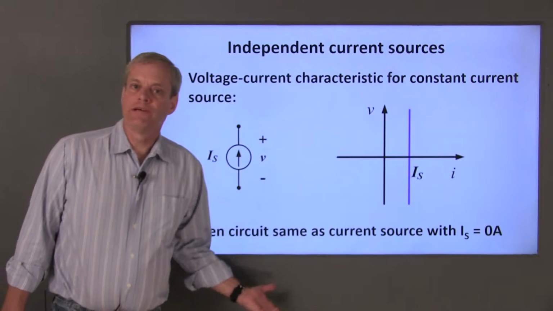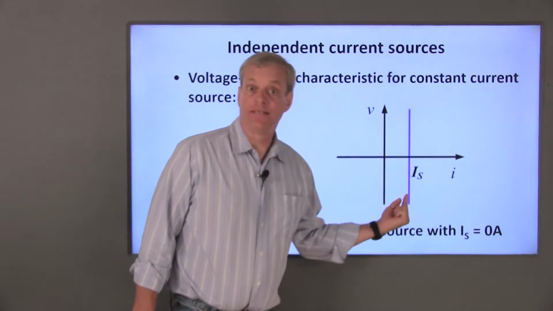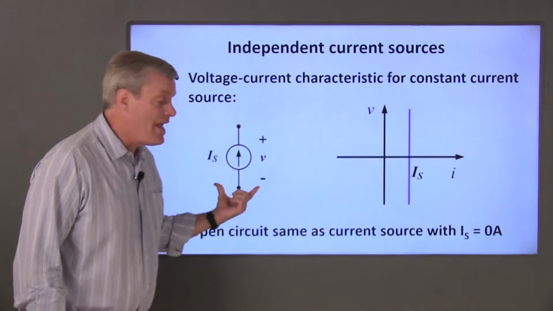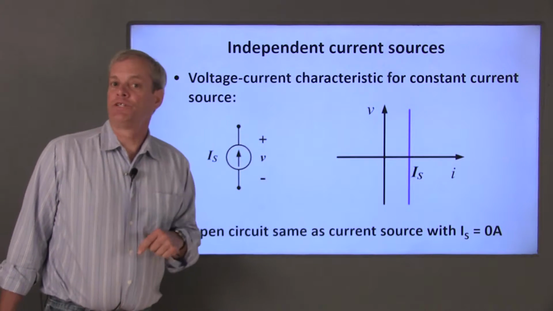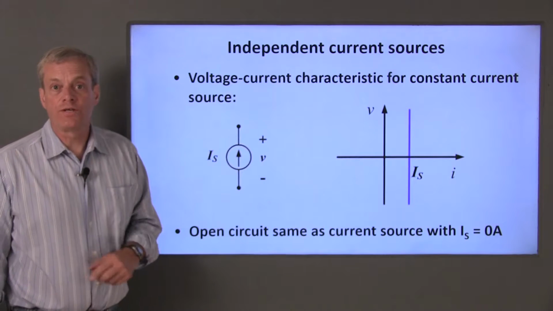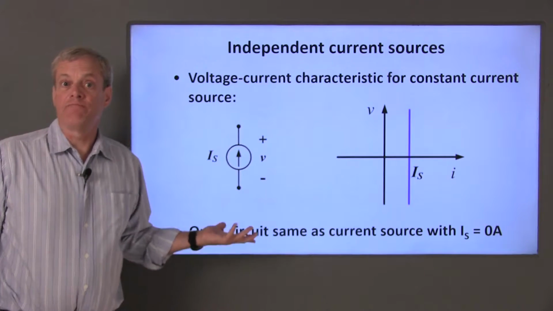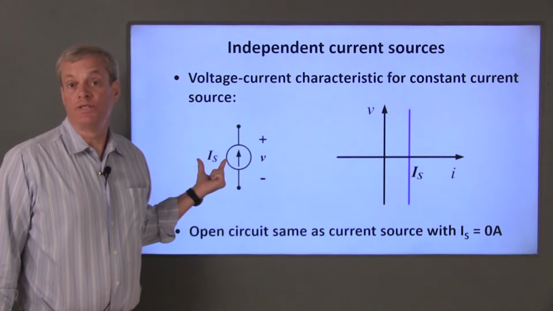The voltage-current characteristic for an ideal current source looks like this. It's a vertical line, and the current is I sub S for any value of voltage. This is the same curve as the voltage-current characteristic for an open circuit if the current source is 0. An open circuit is mathematically the same as an ideal current source with I sub S equal to 0 amps.